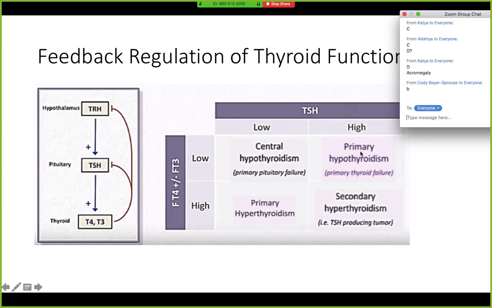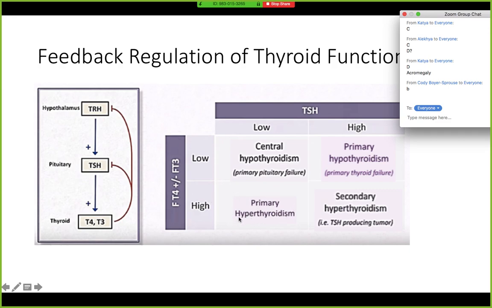If you have primary hypothyroidism, you're going to have high TSH and then a low T4 and T3. This is indicating that you have primary thyroid failure. This is because you have plenty of TSH heading to the thyroid gland, but the thyroid gland is not responding by increasing the amount of T3 and T4. So primary hypothyroidism, you can think of that as low thyroid hormone.